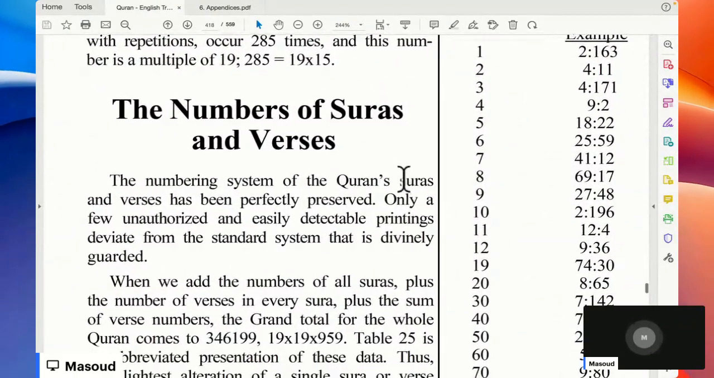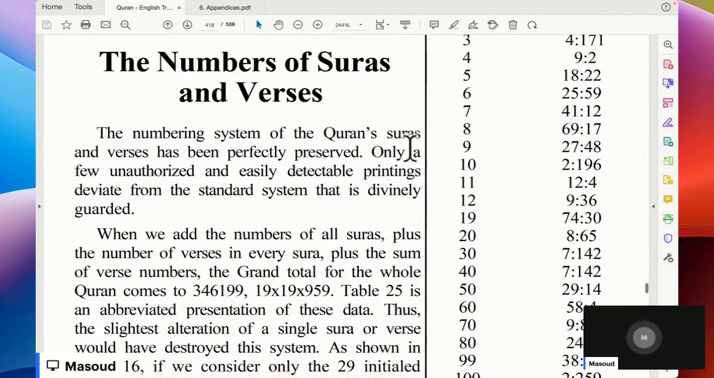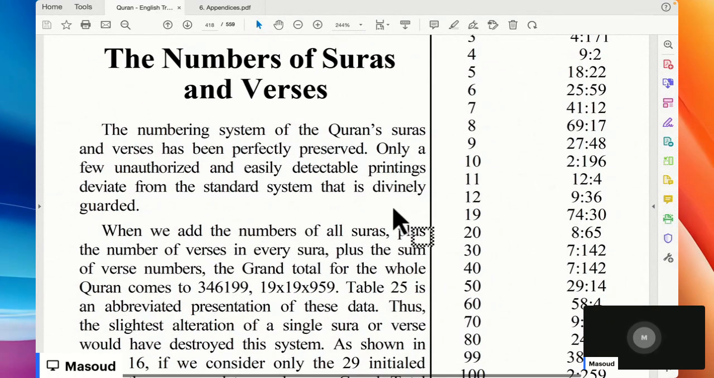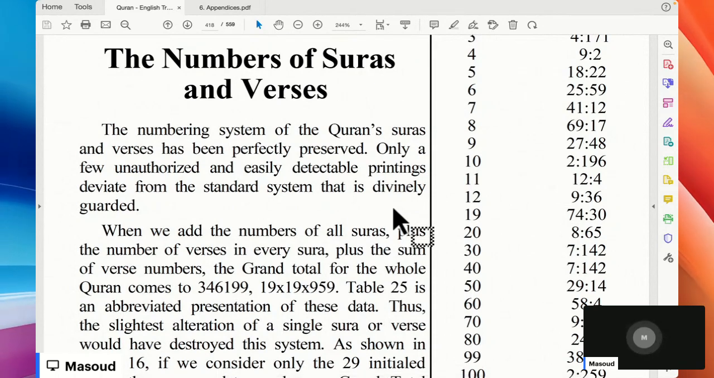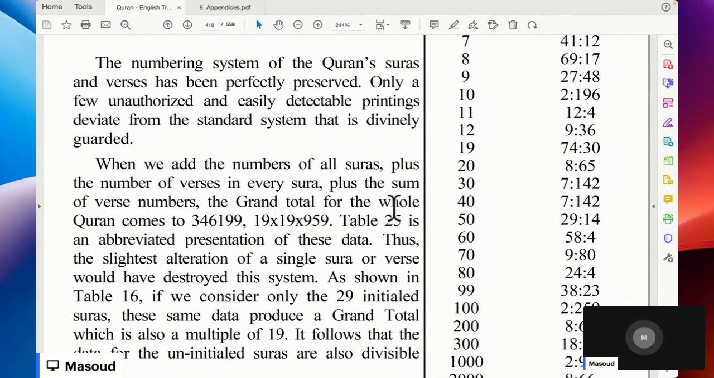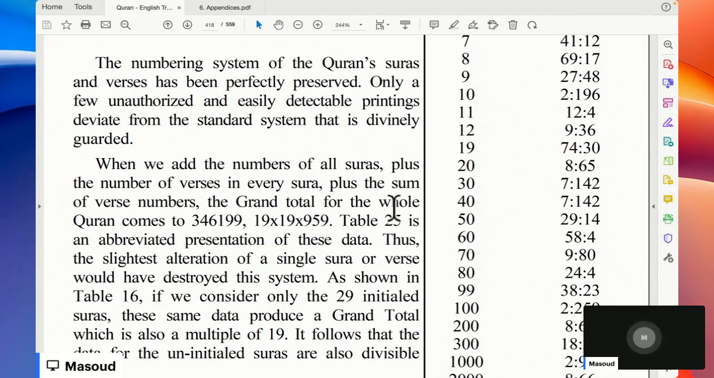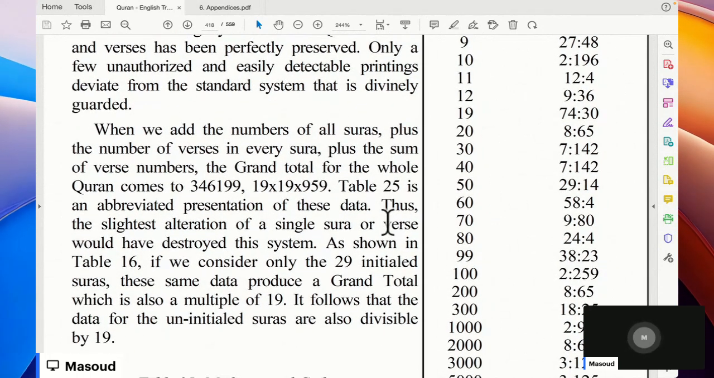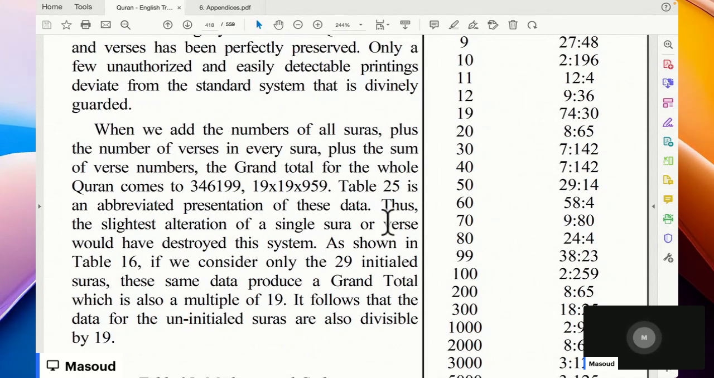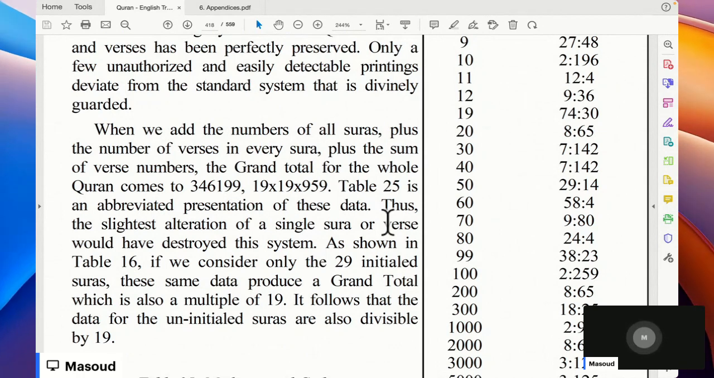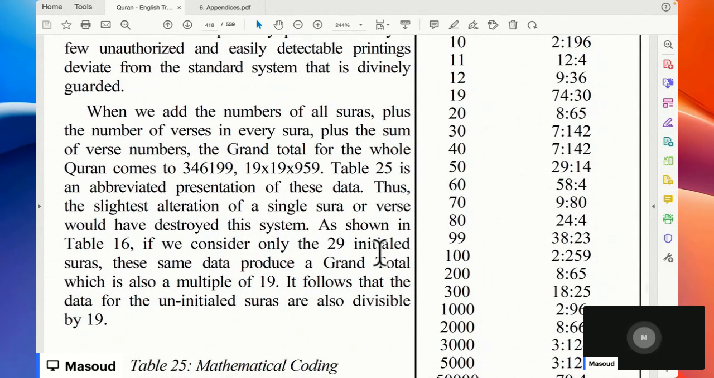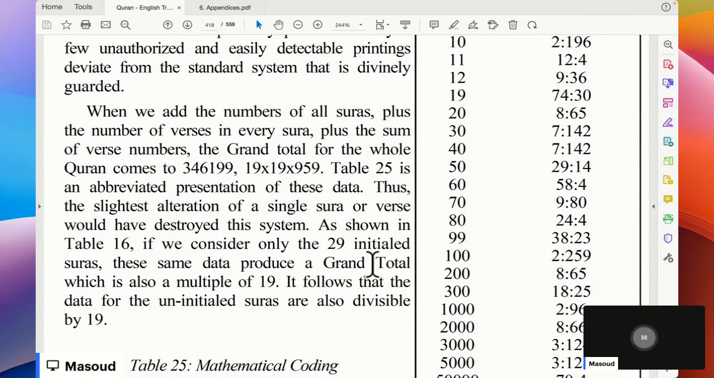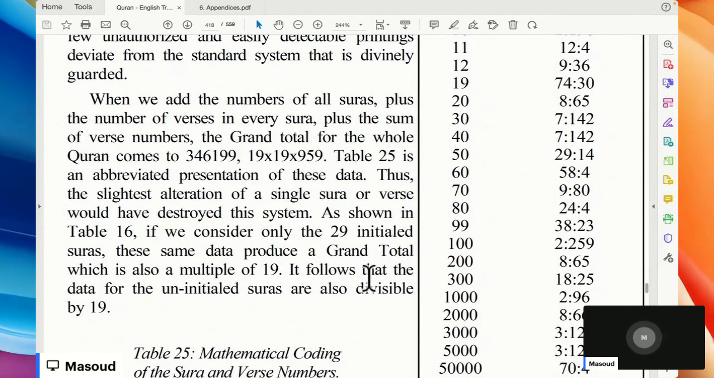The numbers of surahs and verses. The numbering system of the Quran's surahs and verses has been perfectly preserved. Only a few unauthorized and easily detectable printings deviate from the standard system that is divinely guarded. When we add the numbers of all surahs plus the number of verses in every surah plus the sum of verse numbers, the grand total for the whole Quran comes to 346,199, or 19 times 19 times 959. Table 25 is an abbreviated presentation of these data. Thus, the slightest alteration of a single surah or verse would have destroyed the system.